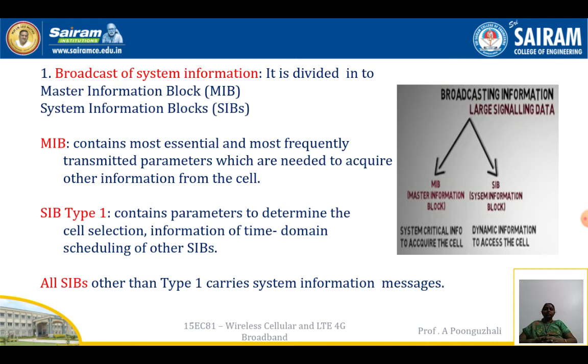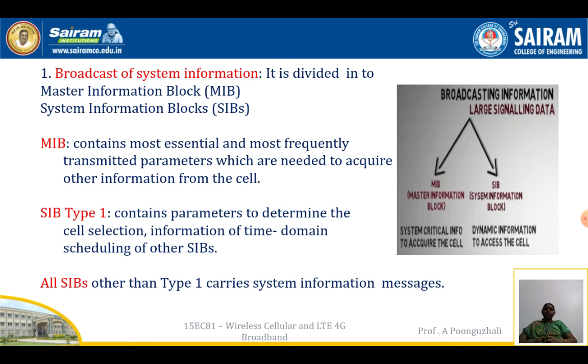Your master information block is going to consist of the most essential as well as the frequently transmitted parameters which are going to be used to acquire the other information from the cell. So to gain the system critical information from the cell, we are going to use the master information block. These are the most essential and frequently transmitted parameters which are needed to acquire the information from the cell.